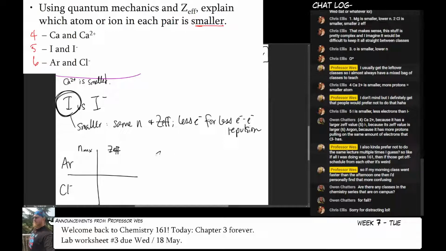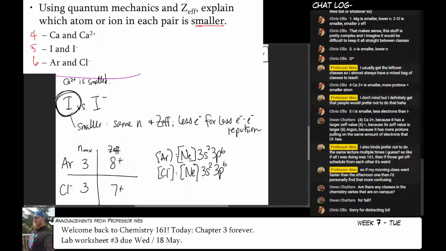So, oops, I forgot the brackets. In fact, if I write out these, what you're going to notice is they're the same. Because this should be 3p5, but the little minus there makes it 3p6. So I have the exact same electrons. So what's the difference here? Well, they both have the same N max. But they have different Z effectives, right? And so which one's smaller? Well, it's going to be the one that's pulled in tighter.